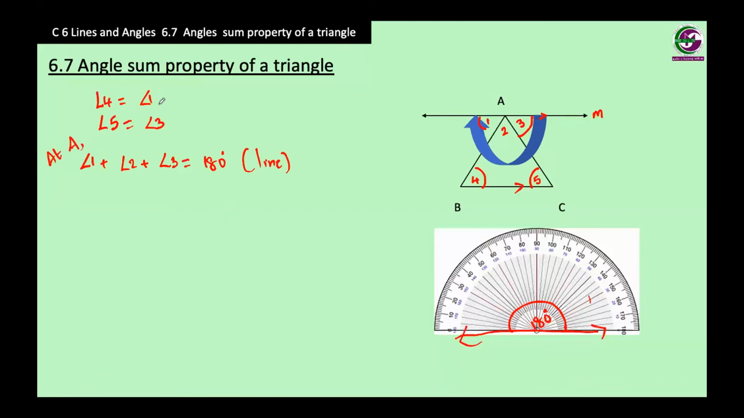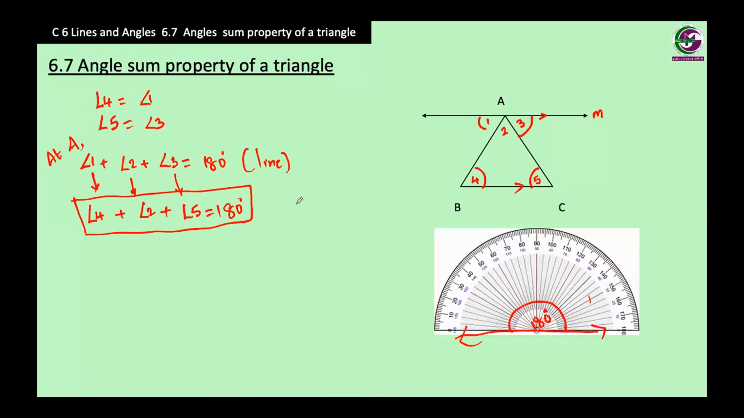Now, as we checked, angle 1 can be replaced by 4. So we are replacing angle 1 by 4. And 2 will remain the same, and 3 can be replaced by 5. And just have a look at 4, 2, and 5. Angle 2, angle 4, angle 5. These are the three angles in the triangle. So we can say that in any triangle, the sum of the three angles will give you 180 degrees.